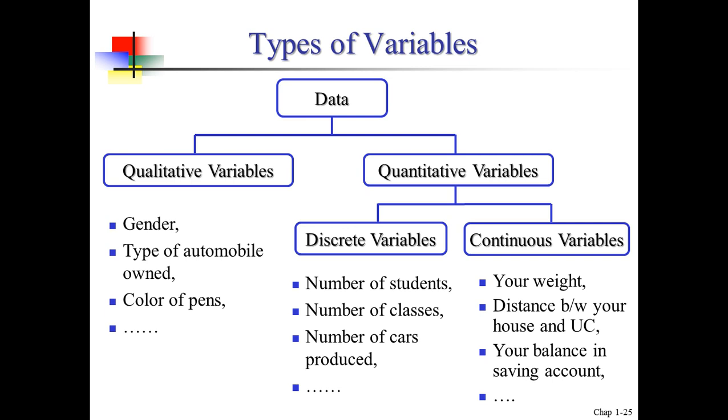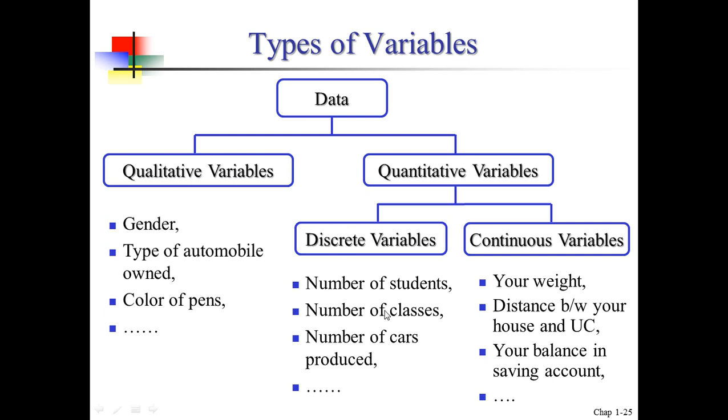However, the other type of quantitative variable, the continuous variable: your weight, the distance between your house and the university, your balance, your amount of money in your banking account. Sometimes you cannot find the ending number. That's why it's continuous. It's like, for example, 1 divided by 3 equals 0.3333. I don't know how many 3s. We cannot get the last 3 of this number, because the 3 always continues. We don't know where the ending is. This is what we call a continuous variable.